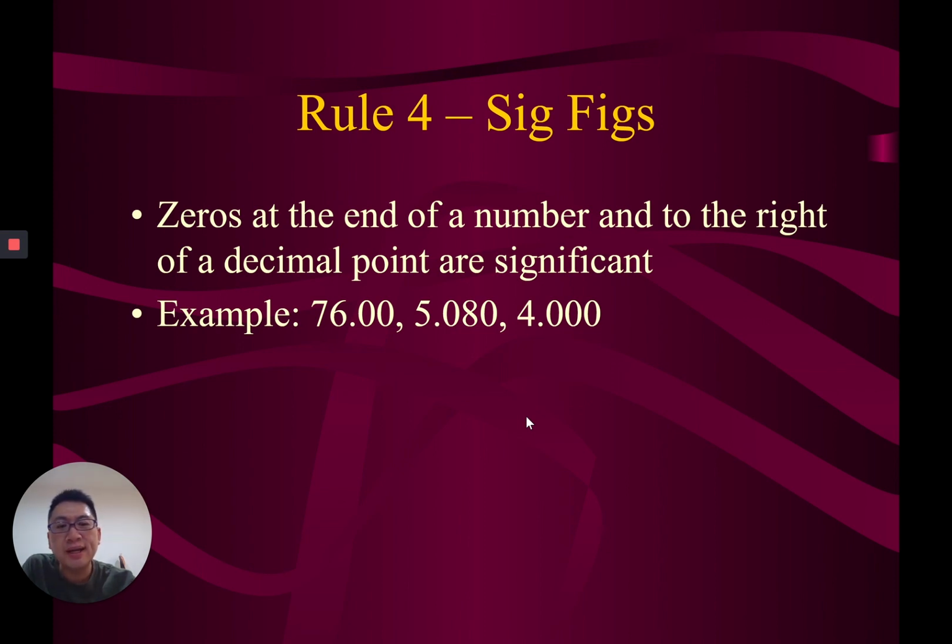If I bought 4 pounds of grapes at the grocery store and the scale read 4.000 pounds, well, it didn't say 4.0001, it said 4.0000. All those numbers are significant. They do count.